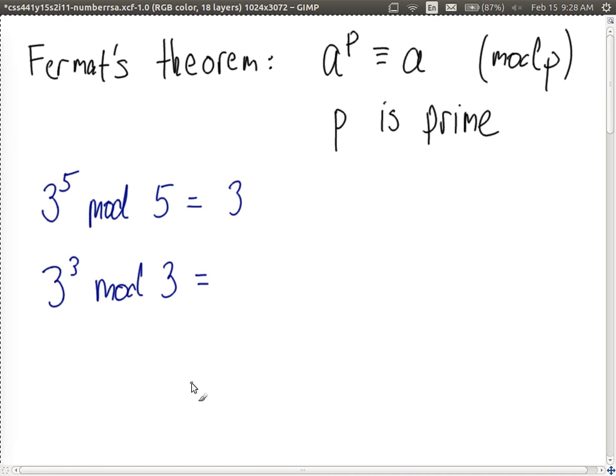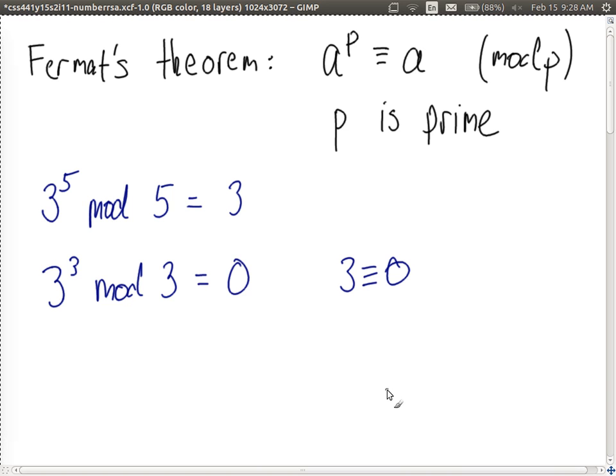Three to the power of 3 mod 3. 0. Does Fermat's theorem hold? This is a bit of a trick. It is 0: 3 to the power of 3 is 27, and 27 mod 3 has remainder 0. But still, Fermat's theorem holds because, when we do mod 3, 3 is the same as 0. So 3 equals 0 in mod 3 because 3 mod 3 is 0.